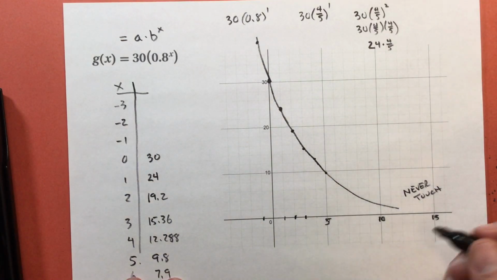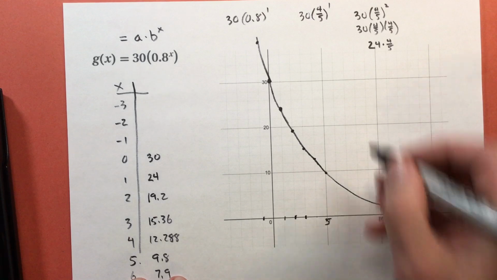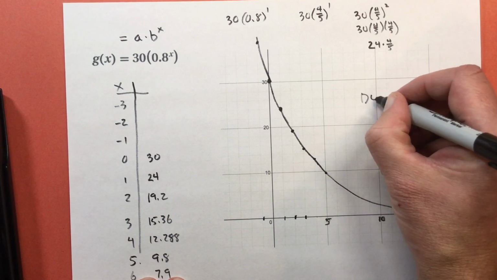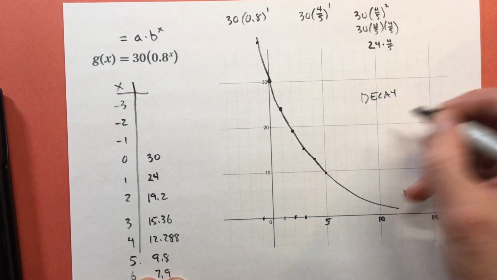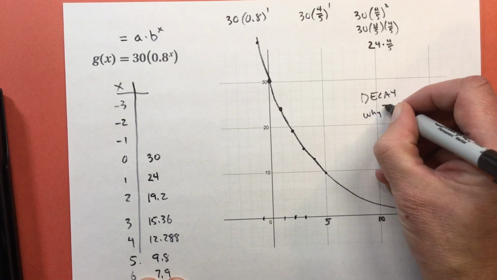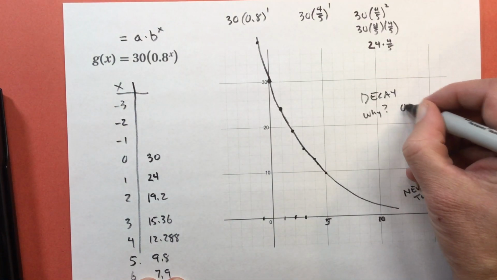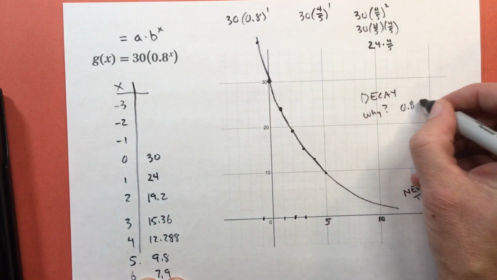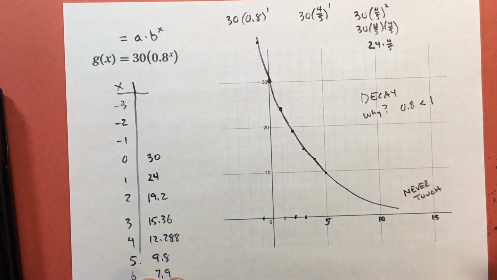So this is an example, I should have said this at the beginning. This is an example of exponential decay. Why? Because 0.8, the base of the exponent, is less than 1. It's also greater than 0, and it wouldn't make sense if it was negative. So it's not going to be 0 or less than 0. So I can just say because it's less than 1.